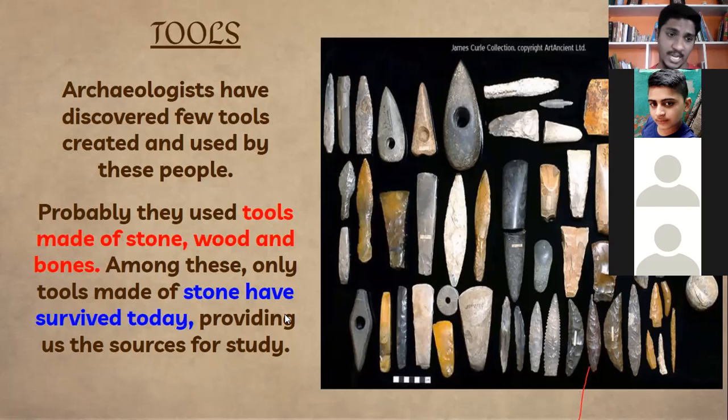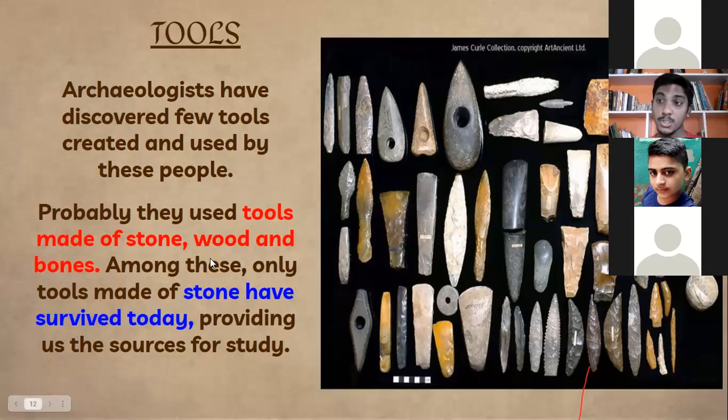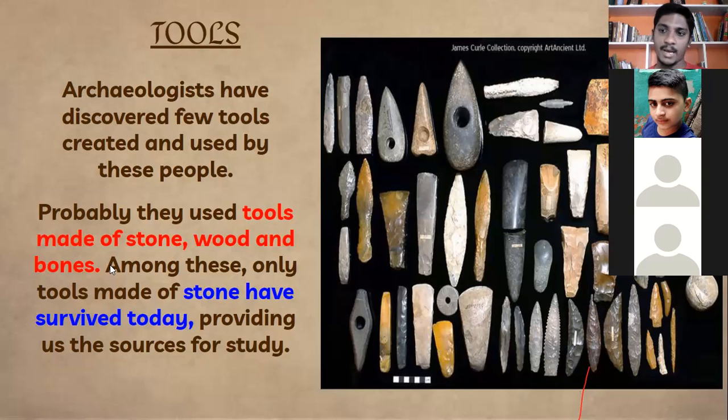And now something great, right? Nowadays we have iron tools, we have steel, and we have different tools. But in olden days, maybe in the prehistoric period, they did not have the tools as we have right now. The tools were made of stone, wood, and bones, meaning animal bones. When the animals die, they take away that bone and use it as a tool.